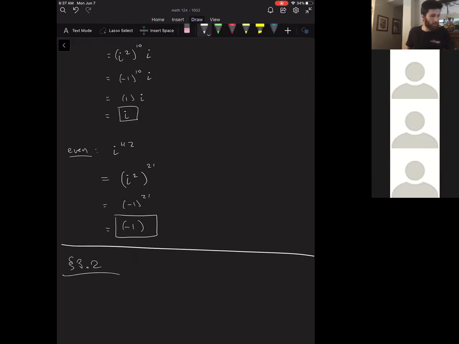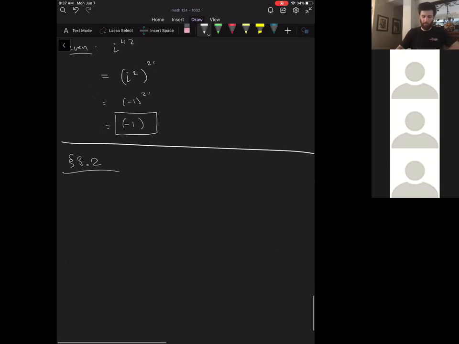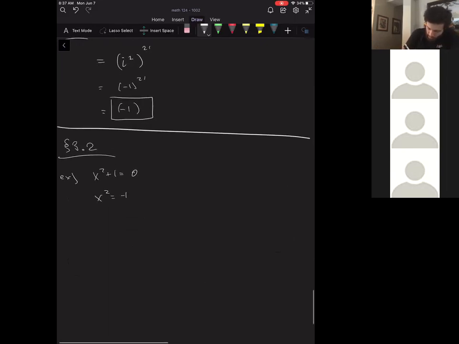All right, what do we have in this section? So before, if we wanted to solve an equation like x squared plus 1 is equal to 0, maybe we could subtract the 1 over, so we have x squared is equal to minus 1. Then we could take the square root of both sides, so we get x is equal to plus or minus the square root of minus 1.